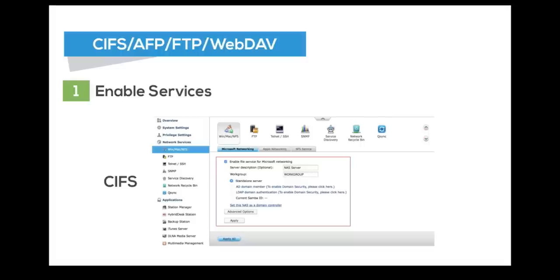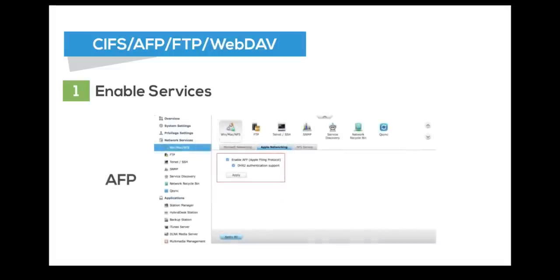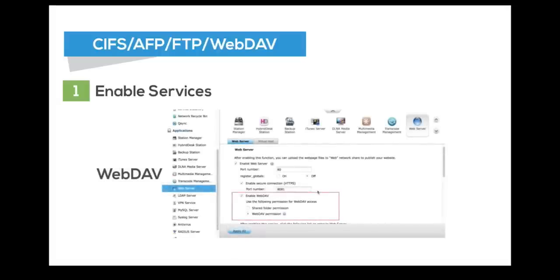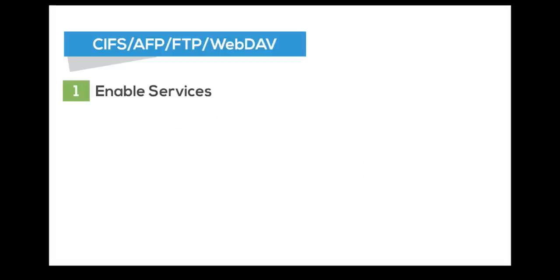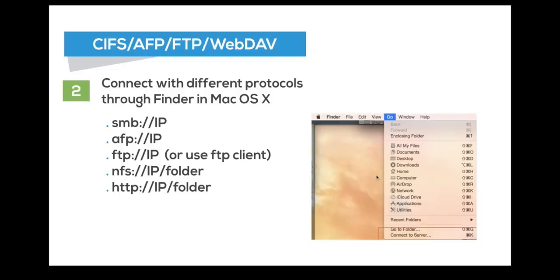Right now, I'm going to start by enabling all these protocols. So right now, to enable Samba SIFS, you will need to go to Control Panel under the QTS. And under Network Services, WinMac NFS, and then enable File Servers for Microsoft Networking, and hit Apply. For AFP, it's in the same tab. You can go to the second tab, which is the Apple Networking, and enable AFP, and hit Apply. For WebDAV, you go under Applications instead, and under Web Server, and you will see it right here, enable WebDAV, and then hit Apply All. For FTP, you can go back to the Network Services and enable FTP service and hit Apply All. So that was pretty simple.